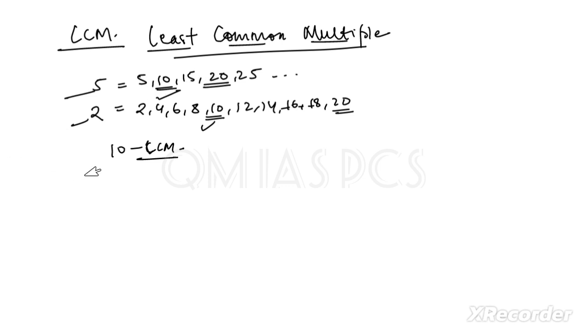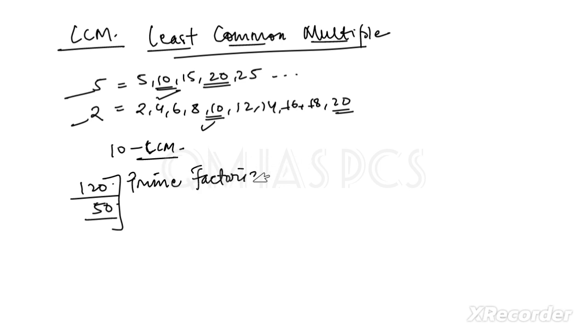When more than two numbers or larger numbers are given, we don't know the tables of those numbers. Like if I say 120 and 50, we don't know the tables of 120 and 50, so we are not going to do it like that. So how to solve the LCM of 120 and 50? We will do prime factorization.